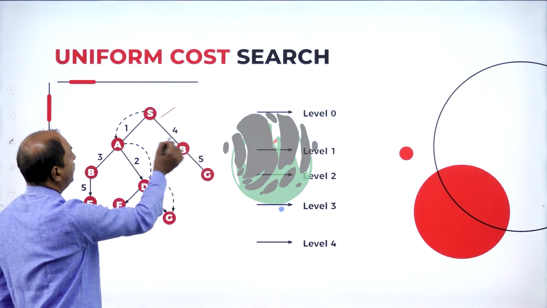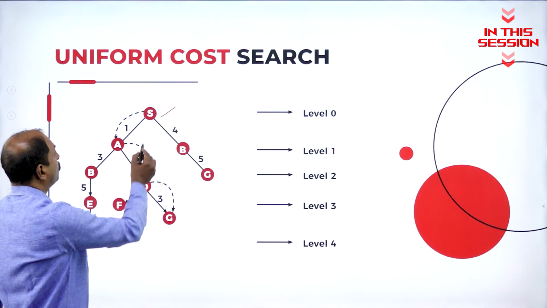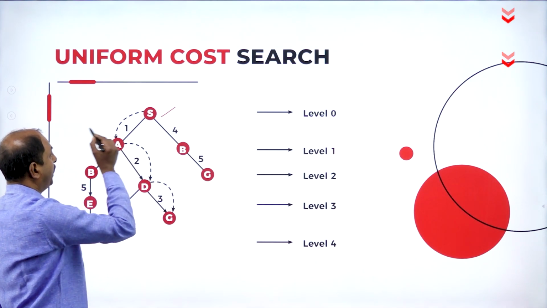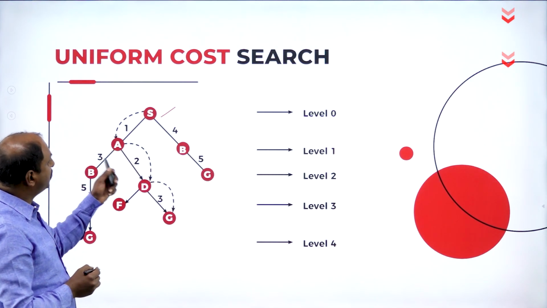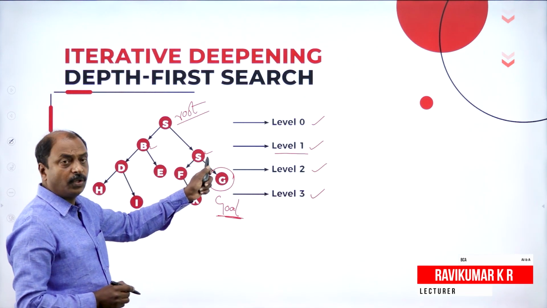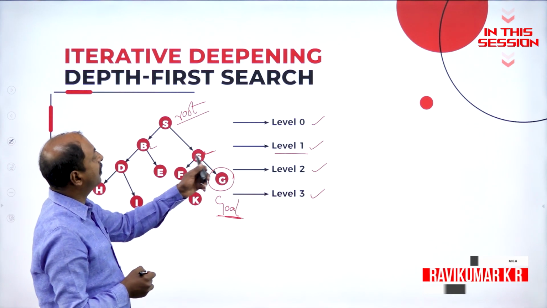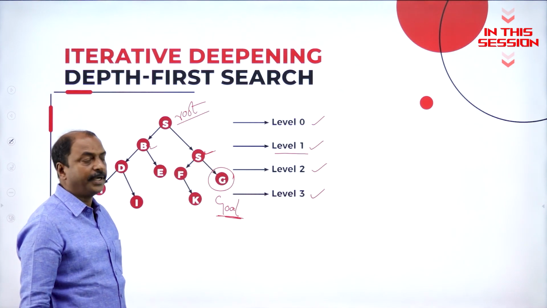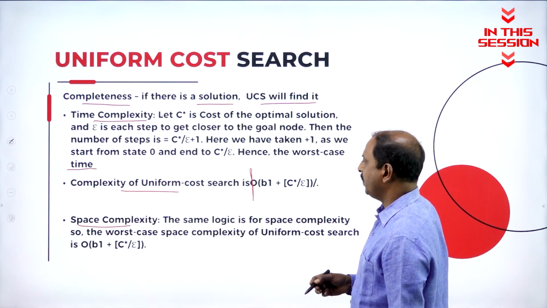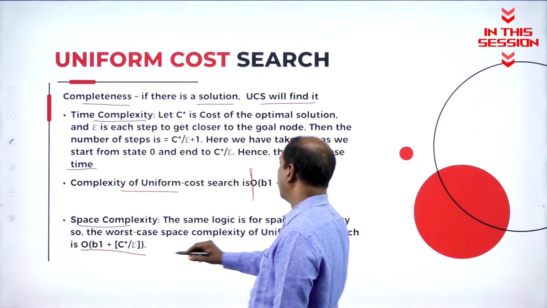So here 1 is less than 4. So this is the lowest cost. So it starts moving from S node to A node. And that is the first movement. The goal node is found in this level 2. It will come out of this, and it says that the algorithm exits from that point. Space complexity we refer to with the order of B plus C star slash sigma.